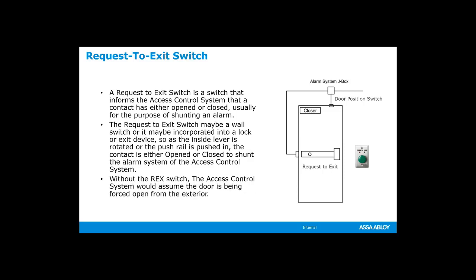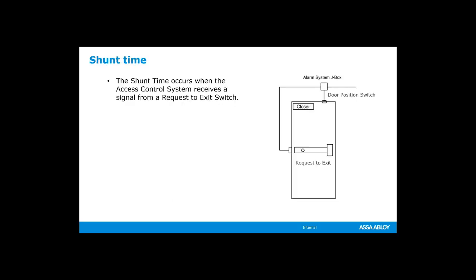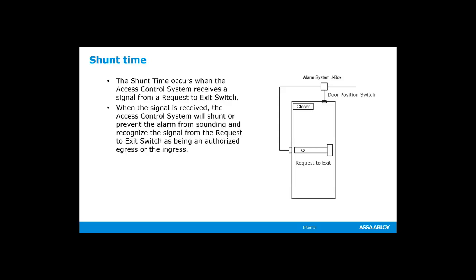Without a request to exit switch, when the door is open, the access control system will assume that the door is being forced open from the exterior. So, shunt time. The shunt time occurs when an access control system receives a signal from a request to exit. When the signal is received, the access control system will shunt or prevent the alarm from sounding, recognizing the signal from the request to exit switch as being an authorized egress or ingress.